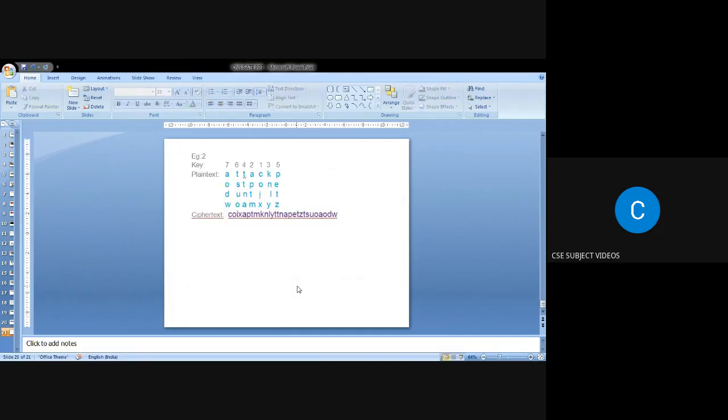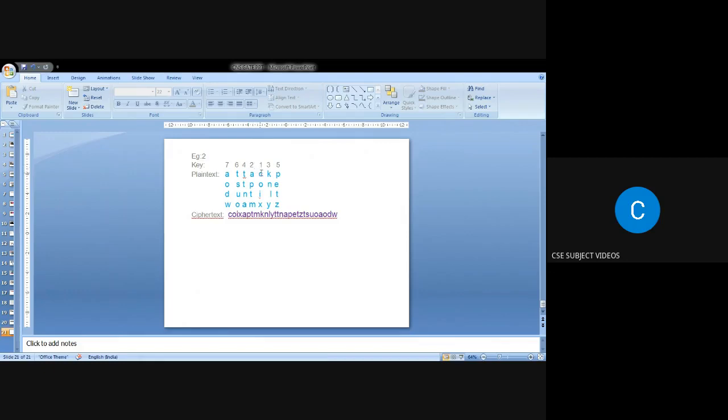The next problem is the same, I have changed the key alone. Here the key is 7642135. How many letters are there? What is the length of the key? It is 7. So we arrange the letters the same way in 7 columns, and the eighth character goes in the second column. Similarly the same process takes place, but here the way of writing changes.